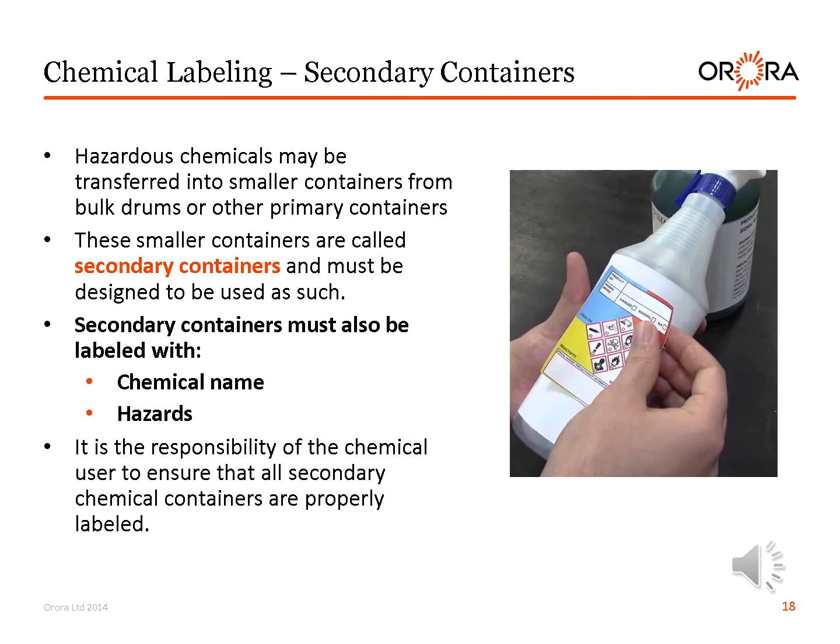Chemical labeling. Secondary containers. Hazardous chemicals may be transferred into smaller containers from bulk drums or other primary containers. These smaller containers are called secondary containers and must be designed to be used as such. Secondary containers must also be labeled with chemical name. Hazards. It is the responsibility of the chemical user to ensure that all secondary chemical containers are properly labeled.